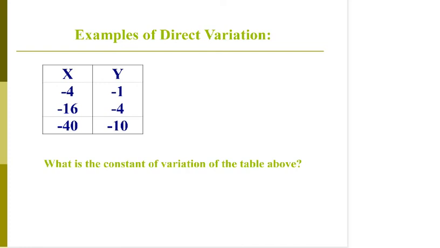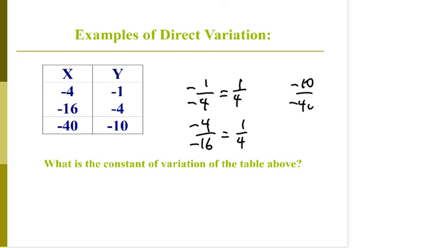Similarly, -4 divided by -16 would end up being 1/4 when we simplify it. -10 over -40, a negative divided by a negative is a positive, and so it also becomes 1/4. Therefore, our constant of variation is 1/4. So we can write our equation as y over x equals 1/4, or we can write it as y equals 1/4 x.